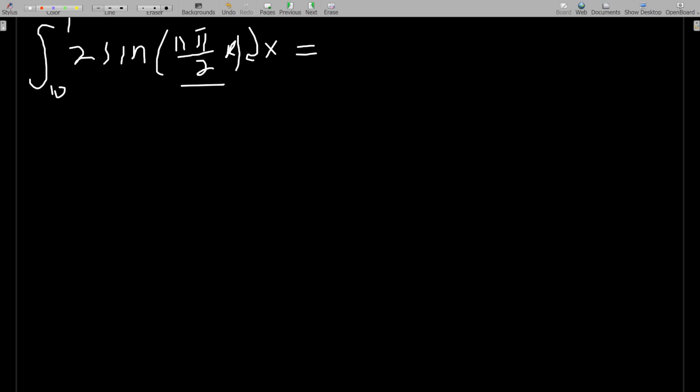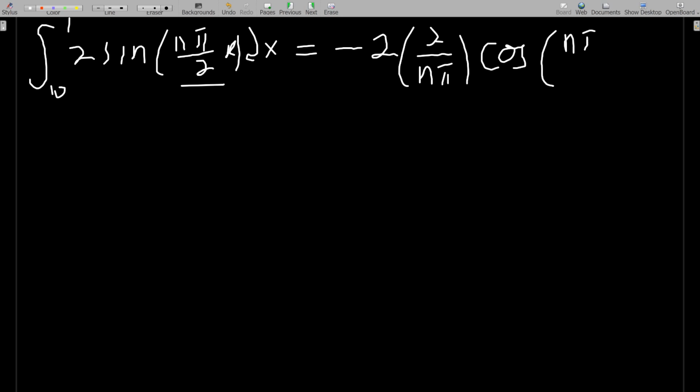Then you write 1 over n pi over 2 times whatever you get. So you have minus, okay? There is a minus already, but there is also a 2 in front of this. This time is constant, so I just write 2. Multiply 1 over the differential of that, and that is 2 over n pi. When you differentiate, you get n pi over 2, and 1 over this will give you 2 over n pi. Okay? Then cos, because when you differentiate sine, you get cos n pi over 2x.